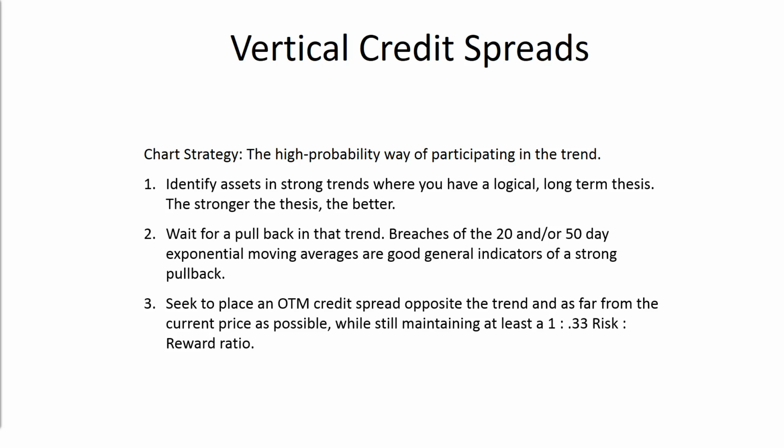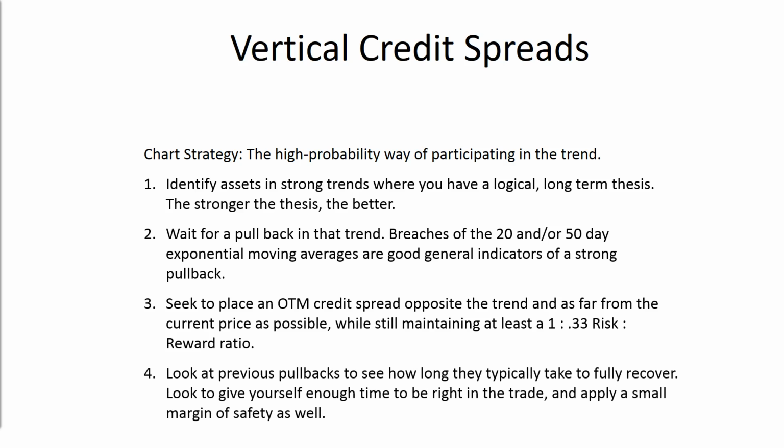So sometimes, in order to maintain this risk to reward ratio, I have to sell only 1 or 2 strikes from the money, and you know what? I'm okay with that if I've done the first 2 steps correctly, and I'm trading something with a strong trend and a decent pullback. Step 4 is to look at previous pullbacks to see how long they typically take to fully recover. Look to give yourself enough time to be right in the trade, and apply a small margin of safety as well.